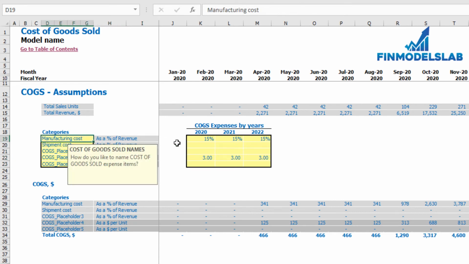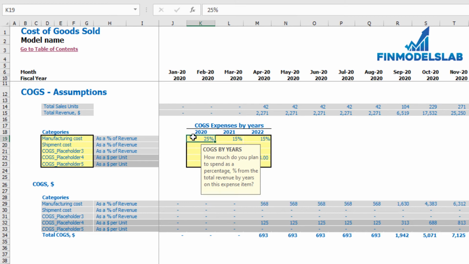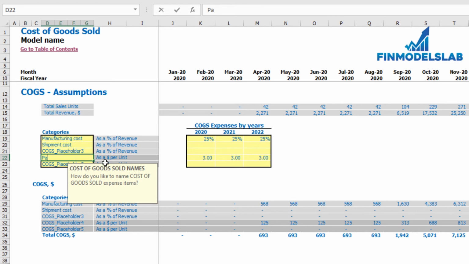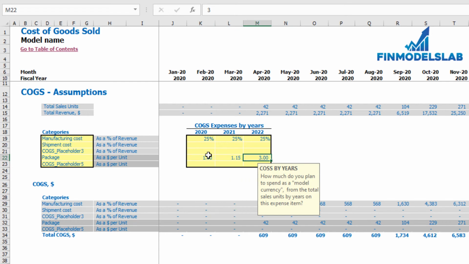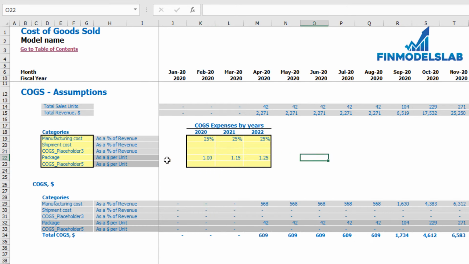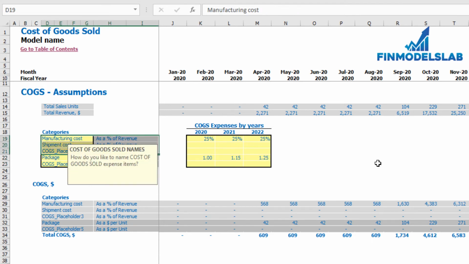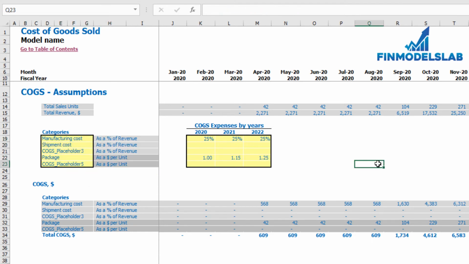For example, manufacturing cost will be 25% of your revenue. Then you can set up as dollars per input, for example, package, which will cost you $1 in first year, 1.15 in the next year, and 1.25 in year 22. So you have 2 placeholders for calculation as dollar per unit and 3 placeholders as a percentage of revenue. On the top you may see the drivers for these calculations, which are sales units and total revenue amount, and below you may see the calculation by months for these categories.